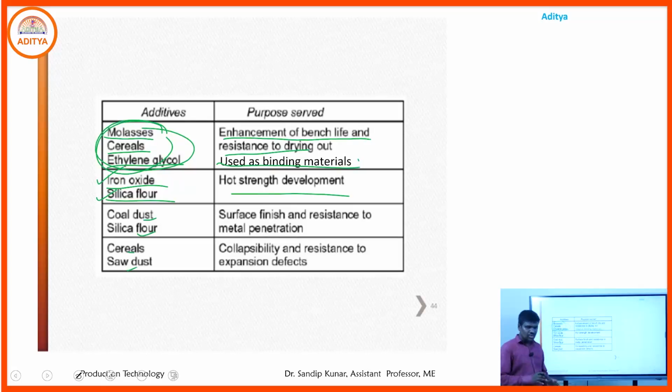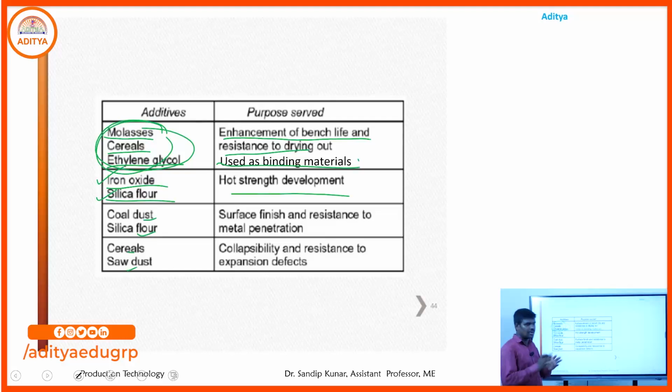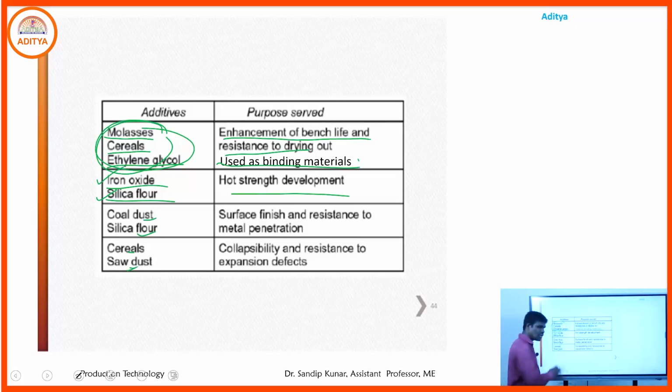Collapsibility means that when we separate the casting product from the molding box, we can easily collapse the molding sand material. When we mix cereals or sawdust into the sand particles, it will collapse easily, and finally we take the casting product from the molding box. Cereals and sawdust also give resistance to expansion defects, meaning that due to mixing of these materials, the other materials will not expand.